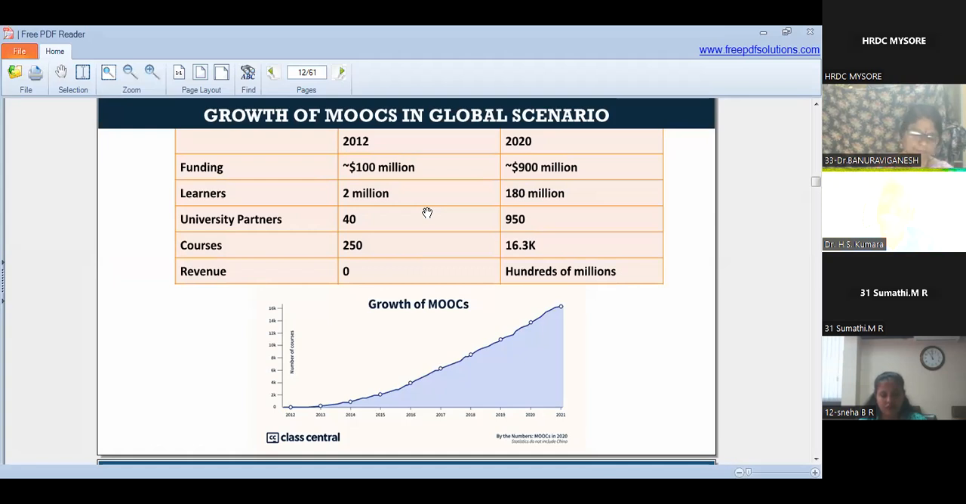Taking 2020, funding was almost 900 million. Then 180 million learners were there globally. Course partners were almost 950, and almost 16,000 courses were made available. So this is the entire global scenario. Even taking the present data of 2022, there are enormous changes and growth of massive open online courses in the entire country.